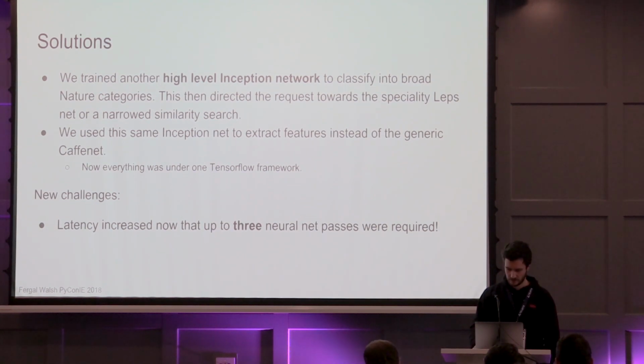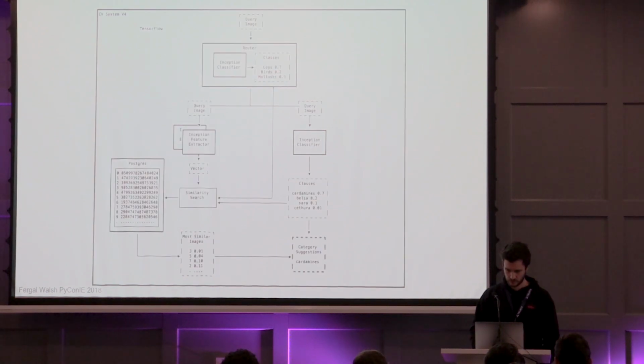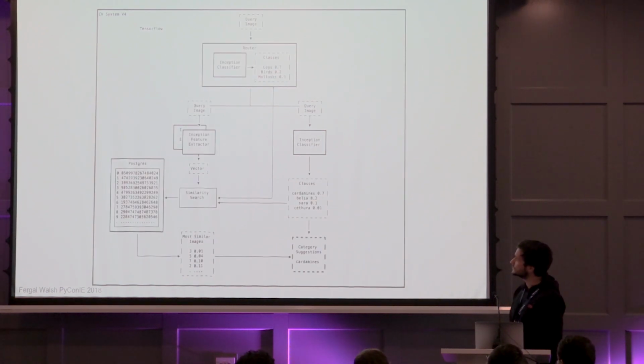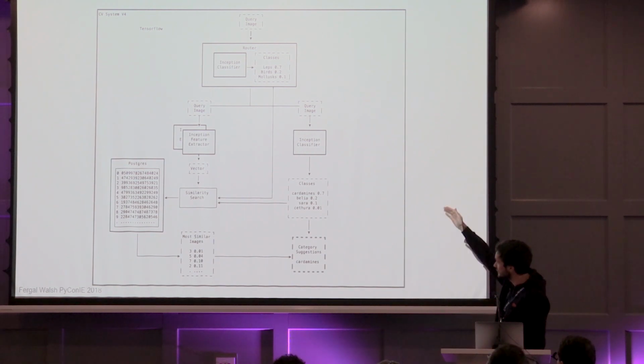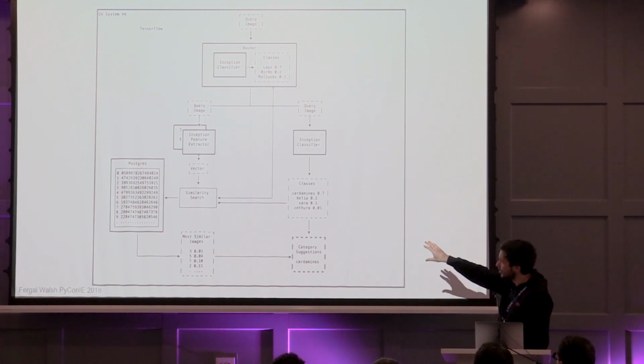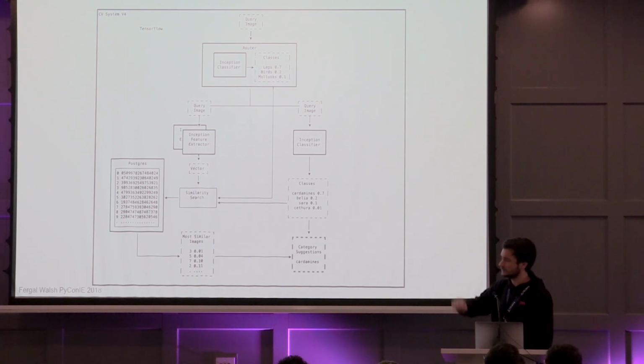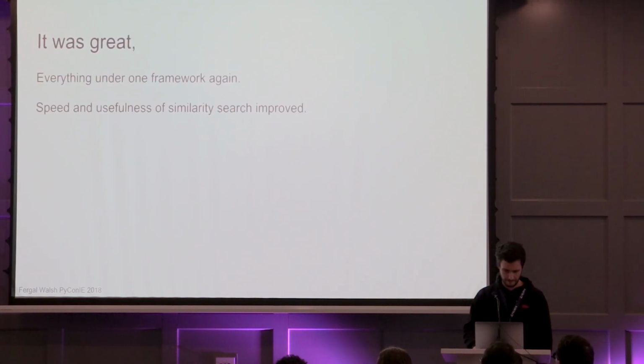And so our new system was like this. This top-level classifier acted kind of as a router, and it either directed the request to go down to the LEPs inception classifier, or else it directed the request to go to the inception feature extractor and then the similarity search through the database. But the nice thing about this approach was that, again, we had one database, one framework. We have now got many neural networks to deal with, but still it's all under the same system.